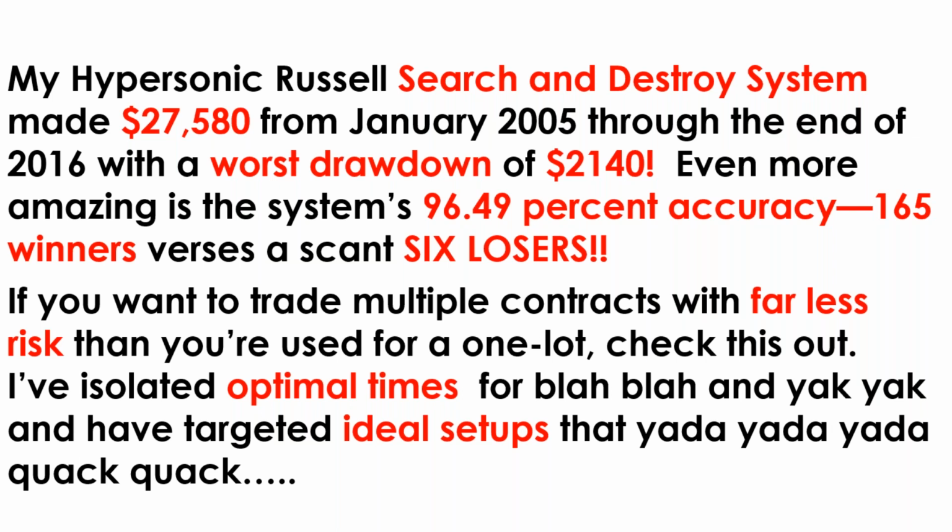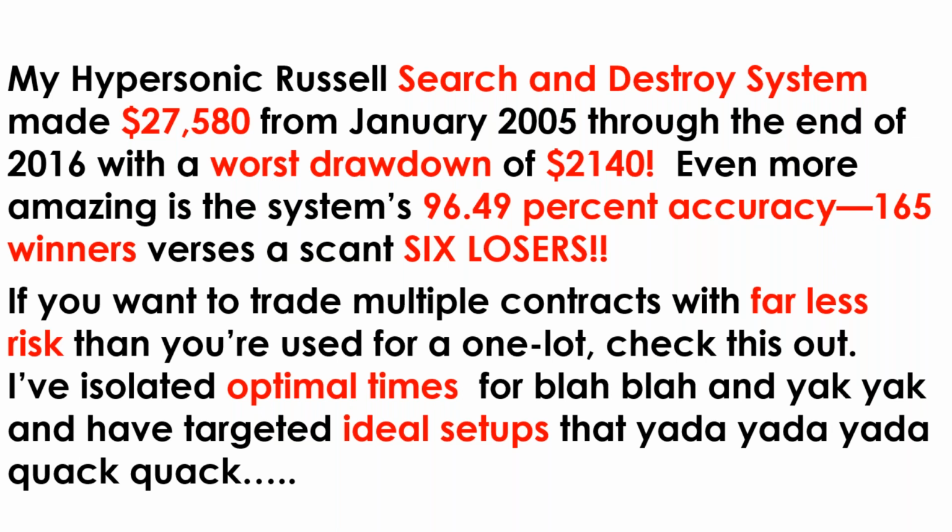Even more amazing is the system's 96.49% accuracy, 165 winners versus a scant 6 losers. Guess that'd be the real selling point here, right? Just give me a system that makes money all the time. So if you want to trade multiple contracts with far less risk than you're used to on a one lot, check this out. I should have put an exclamation mark at the end of that probably. I've isolated optimal times for blah, blah, yak, yak, and have targeted the ideal setups that yada, yada, yada, quack, quack.